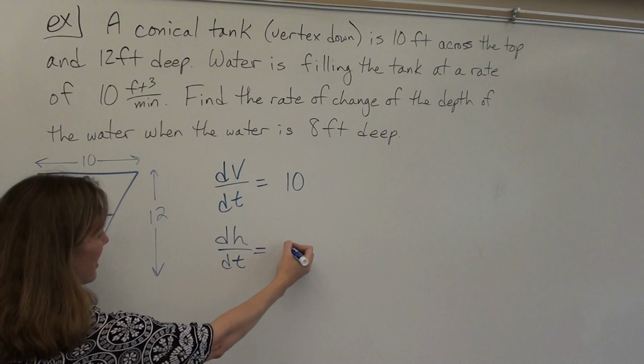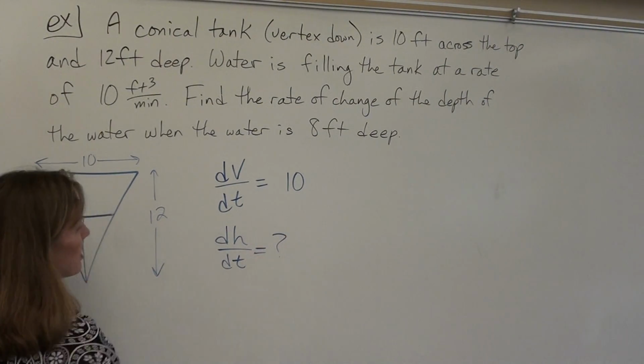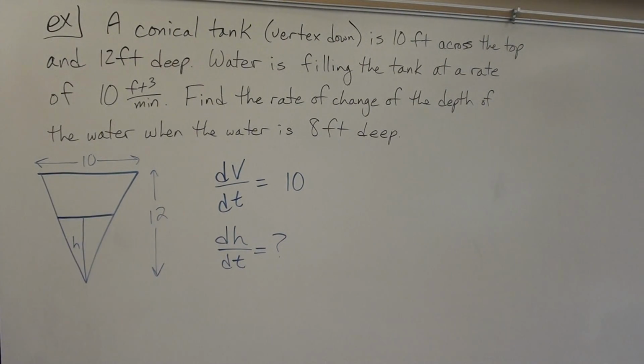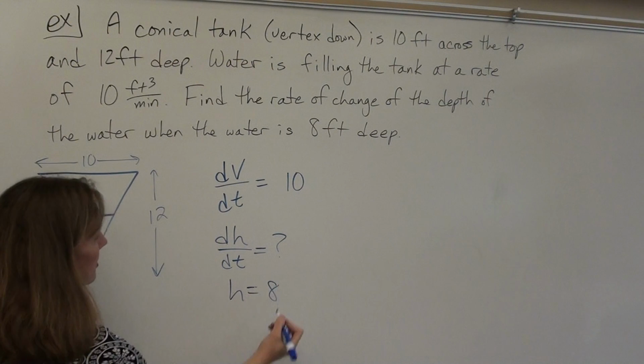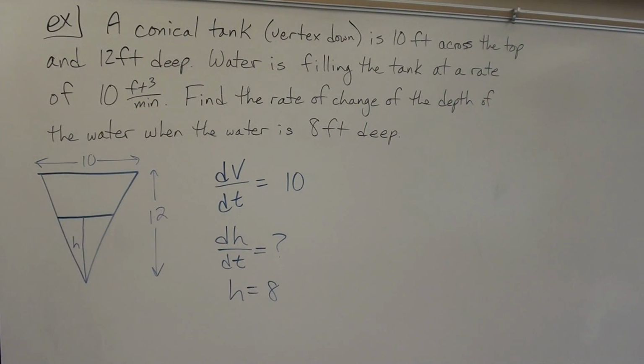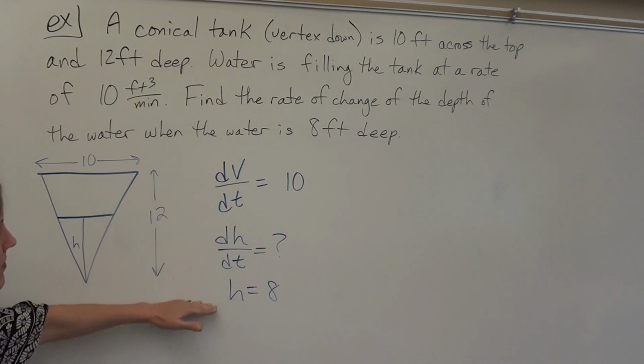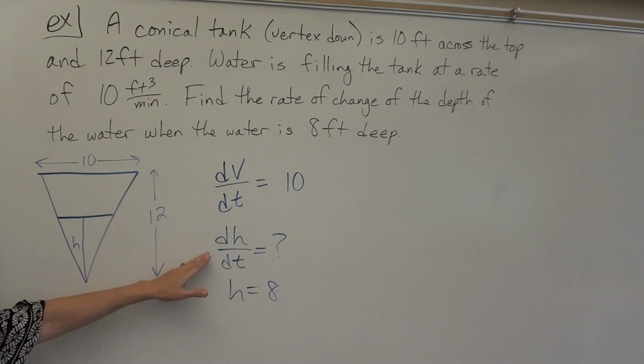I don't use D for depth. I use H for height for a couple reasons. Otherwise you'd have d/dt, which is confusing. Plus, in your volume formula, it's H, not D, so I use H. All right, when the water is 8 feet deep, so when H equals 8. Okay, so we've written what we're given. We've written what we're trying to find.